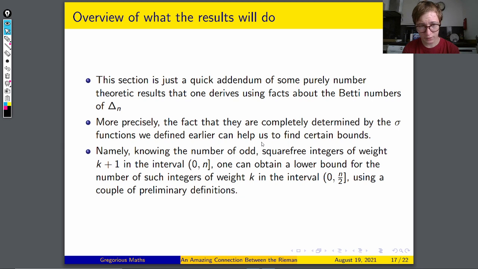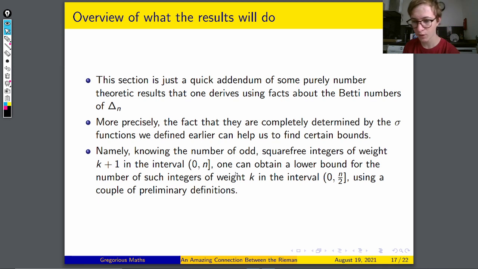So, again, as I said, this is just a quick addendum, and this is just some purely number theoretic results which you can derive using facts about the Betti numbers of this complex. Precisely the fact that they're completely determined by those functions which we defined above, which count square free integers in certain intervals, can help us to find certain bounds. And more precisely, these bounds are the following.